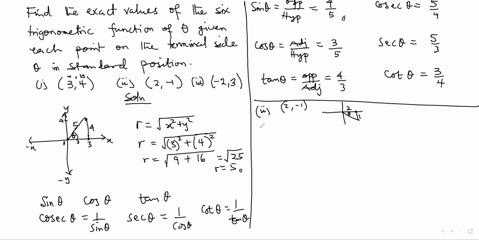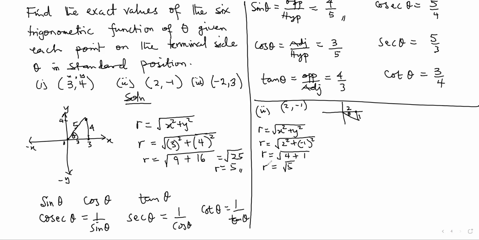So now let's find the radius. The radius is the hypotenuse, which will be the square root of x squared plus y squared. My x is 2, you square it. My y is minus 1, you square it. So this will give you 4 plus 1, and 4 plus 1 is 5. So you have square root of 5 to be the radius.